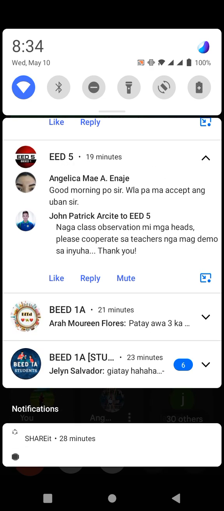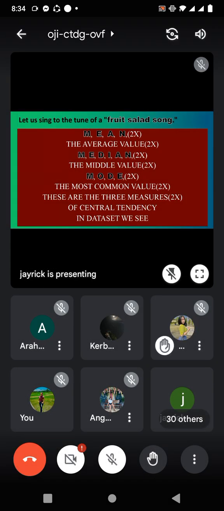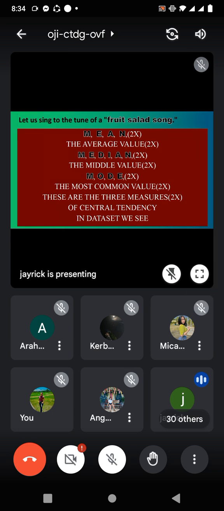Who's the representative? Okay, one. Wala na? Two. Okay, let's have Ma'am Micaela Silvan. Okay, from what group? Faster. Group 4, sir. Yes, okay, group 4. Go.